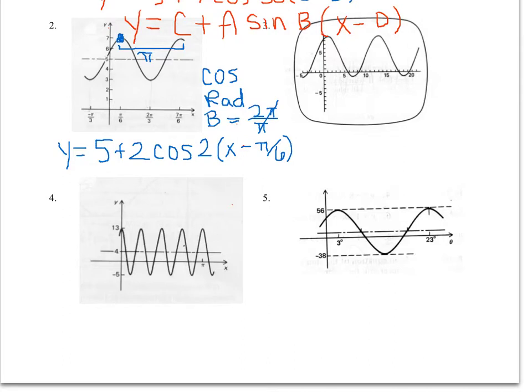I didn't make a big deal out of this earlier, but remember minus is a shift to the right and plus is a shift to the left. Okay, we're actually not going to do 3 in this video right here, so let's move on.